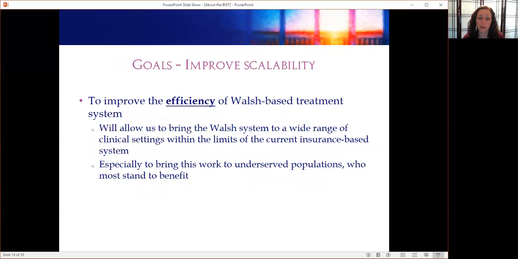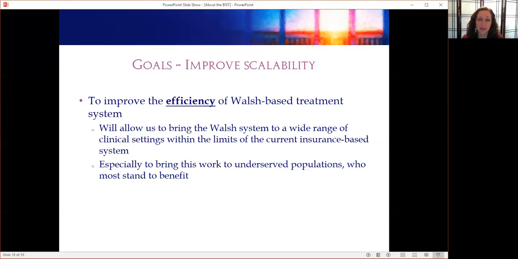We also want to improve the efficiency of the Walsh-based treatment system because this will allow us to bring the Walsh system to a wide range of clinical settings within the limits of our current insurance-based system, because not everyone has access to a membership-based, a concierge-based, a cash-based model. There are a lot of people who need to work within our current system, and how are we going to get this out there to them?